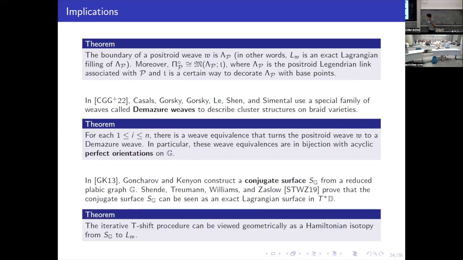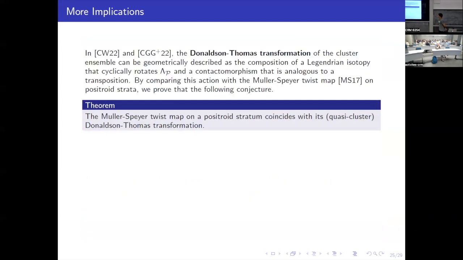Another result is that in the joint work of Goncharov and Kenyon, they construct this conjugate surface, which is the ribbon graph along the reduced plabic graph. And it is proved in Shende, Treumann, Williams, and Zaslow that this conjugate surface can be seen as an exact Lagrangian in the cotangent bundle of the disk. This iterative T-shift procedure, although it's described combinatorially, is actually geometrically a Hamiltonian isotopy from this surface to our exact Lagrangian filling.